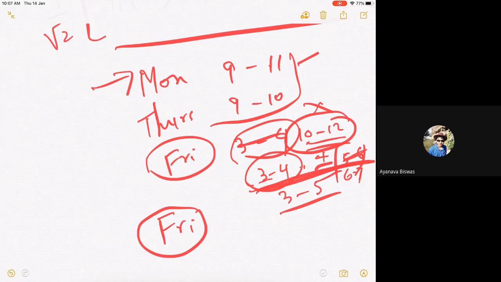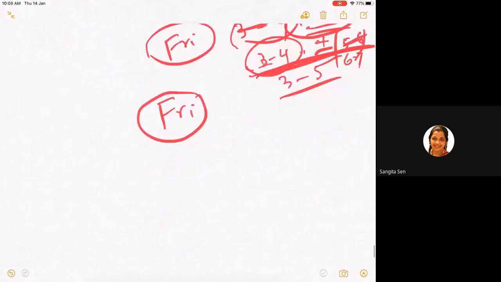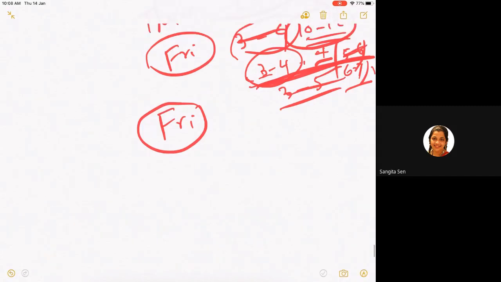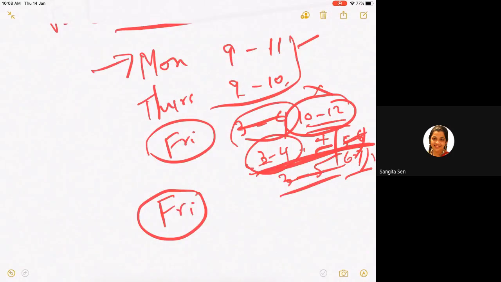Otherwise, from next week onwards, 9 to 11, 9 to 10, 3 to 4. Okay, sir. You understand, no? Just for tomorrow, I have an additional 6 to 7 class. But this is optional tomorrow. And then next week onwards, you have to take from Monday 9 to 11. I will take, of course, Thursday 9 to 10. And then Friday 3 to 4, you will take charge. Yeah, sure. Okay. All right.